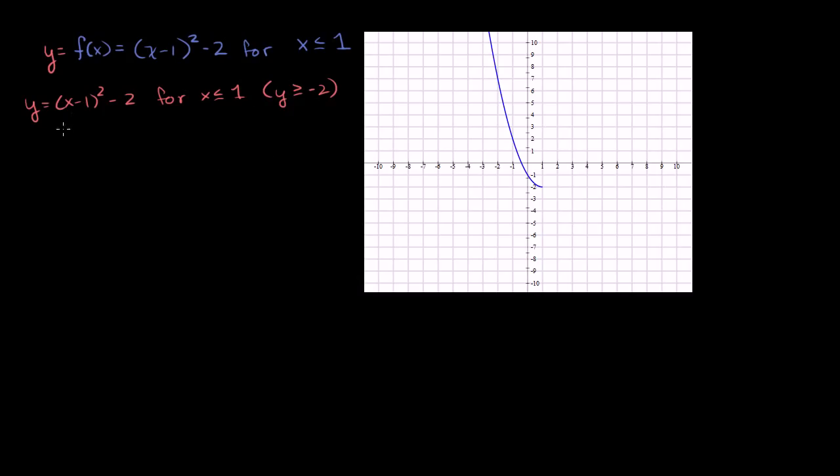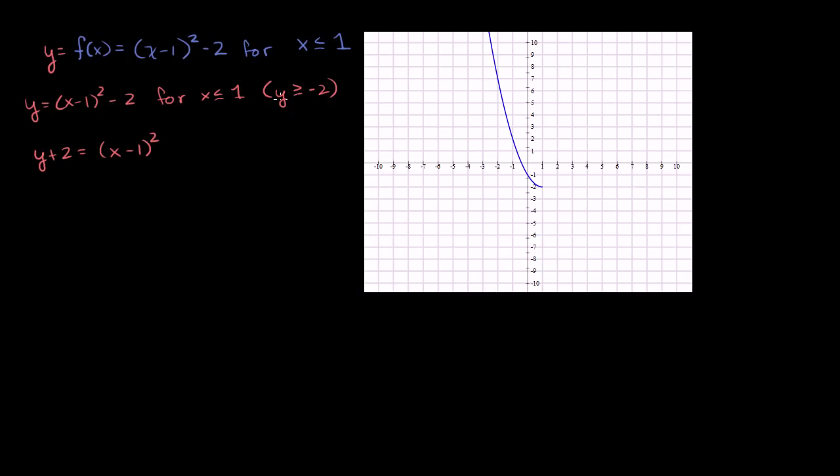So let's solve for x. That's all you have to do to find the inverse: solve for x, and then make sure you keep track of the domains and the ranges. So let's see. If we add 2 to both sides of this equation, we get y plus 2 is equal to (x minus 1) squared, right? Minus 2 plus 2, so those cancel out.